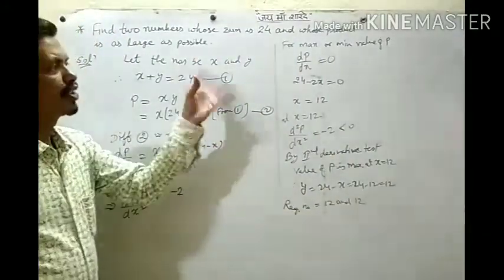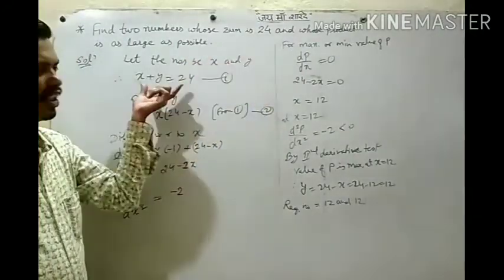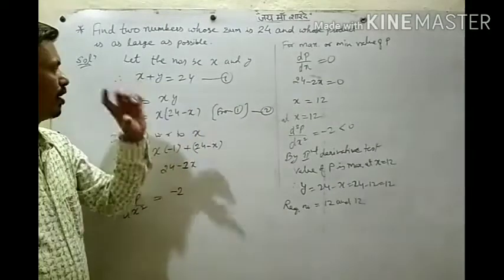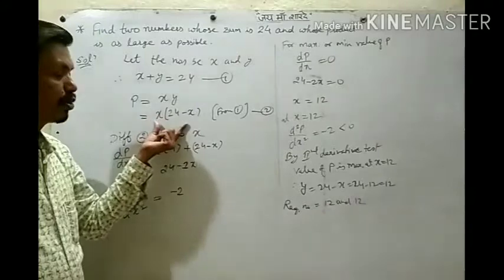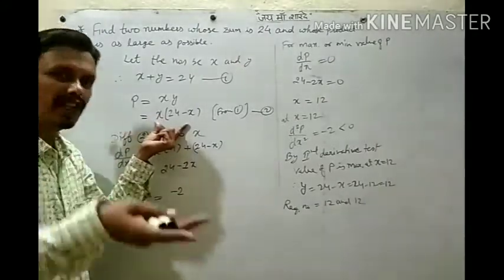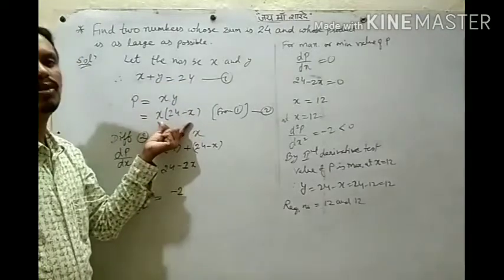Okay. So first step, write the unknowns. Then from the given condition, write the equation. Okay. Then what we have to maximize or minimize, that is in terms of two variables. Then with the help of given condition, write in terms of one variable only.